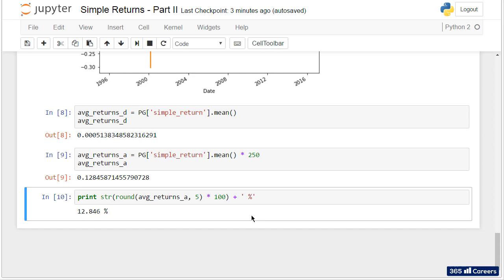That's a great start. Take a little breath, and in the next lecture, we will analogically calculate the logarithmic returns of the same stock. Thanks for watching.